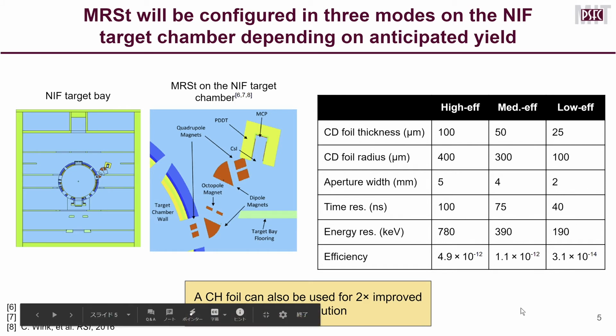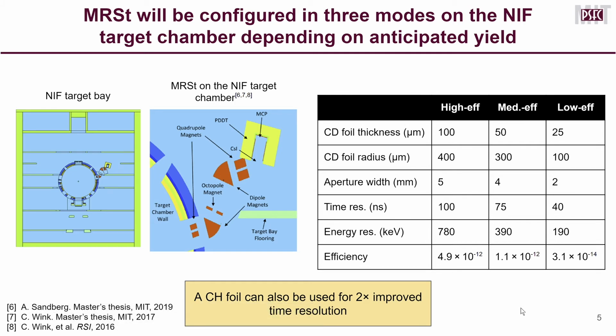These 3 configurations were each examined in comparison to the physics requirements that we determined, and in addition, it should be noted that the CD foil that produces the recoil deuterons that the MRSt measures can be replaced with a CH foil to get protons instead of deuterons, which yields 2 times better time resolution.